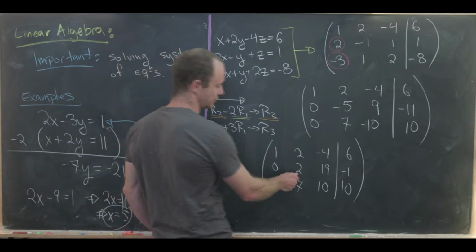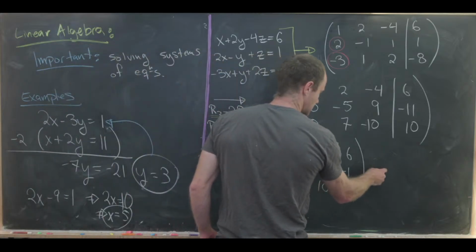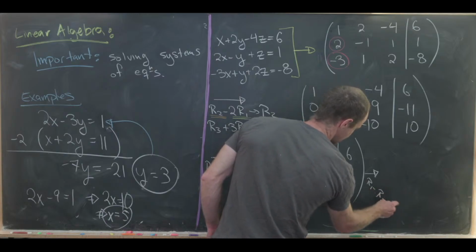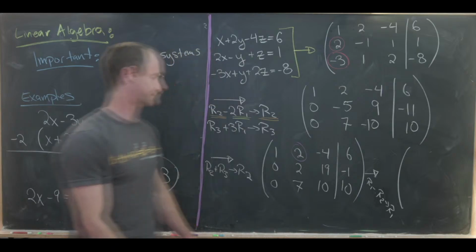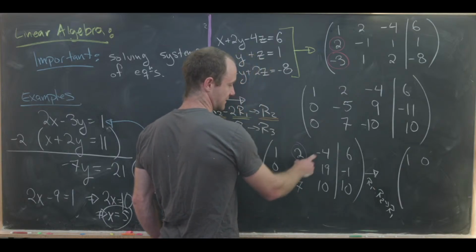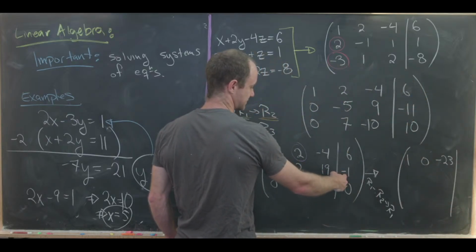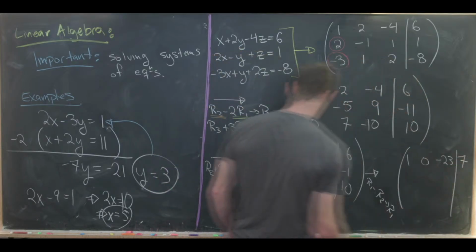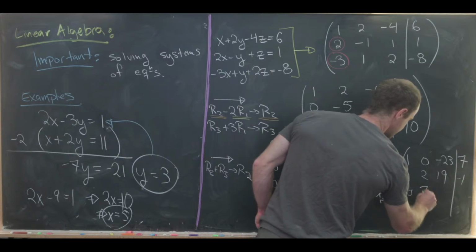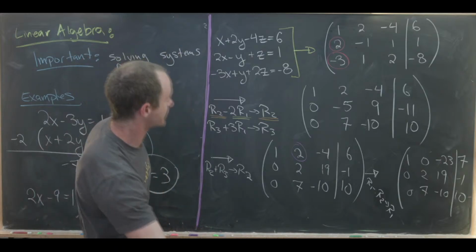Maybe let's take this 2 and use it to zero this 2 out. So that means we'll do row 1 minus row 2 becomes our new row 1. So let's see. That'll give us 1, 0. This minus this will be like negative 23. And then 6 minus negative 1 will be 7. And then we have 0, 2, 19, negative 1, 0, 7, negative 10, 10. All right, so we're left with something like that.